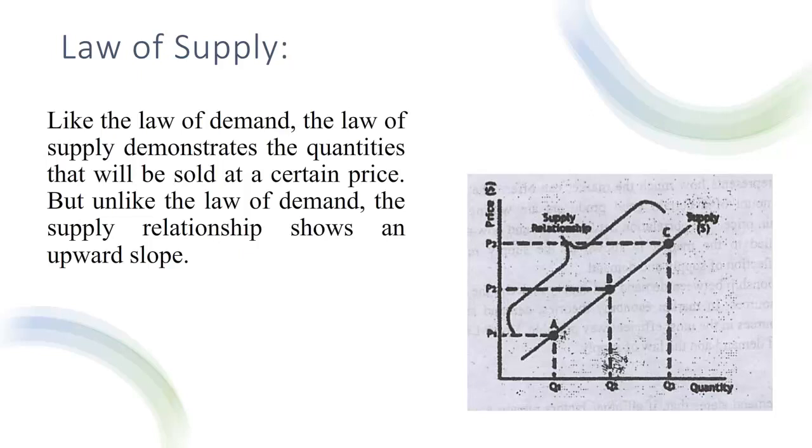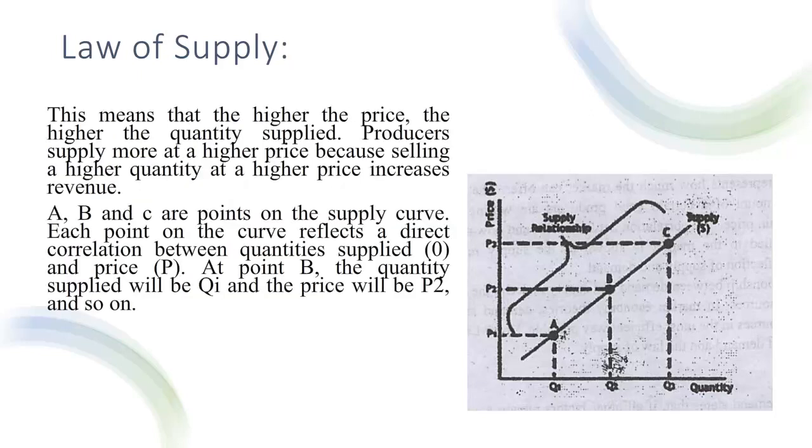Law of supply. Like the law of demand, the law of supply demonstrates the quantities that will be sold at a certain price. But unlike the law of demand, the supply relationship shows an upward slope. This means that the higher the price, the higher the quantity supplied. Producers supply more at a higher price because selling a higher quantity at a higher price increases revenue. A, B, and C are points on the supply curve. Each point on the curve reflects a direct correlation between quantities supplied, Q, and price, P. At point B, the quantity supplied will be Q2 and the price will be P2, and so on.